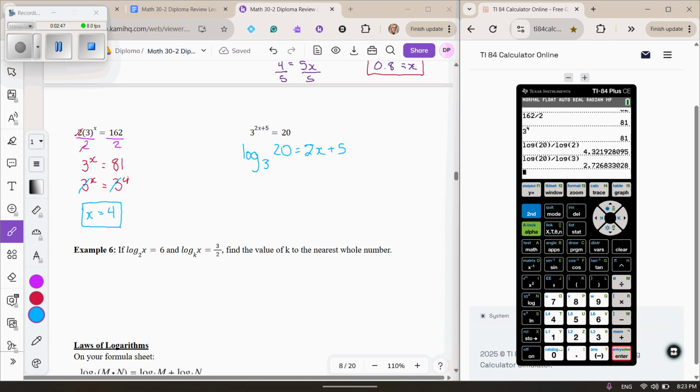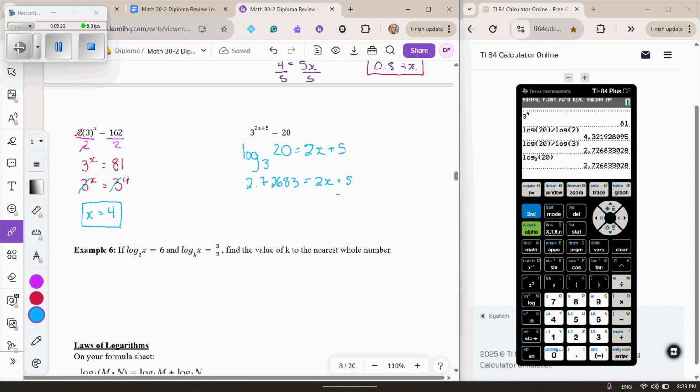If you have a new calculator, you're going to press math. You're going to go to log base, and then you're going to push in 3 and 20. Both of those are going to give me the same decimal equivalent of 2.72683. Remember not to round until the very end. So I have 2.72683 equals 2x plus 5.